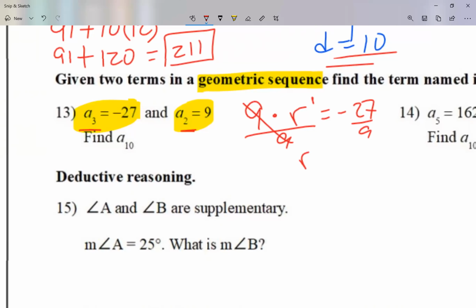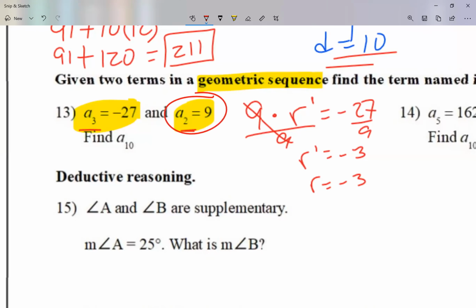So r to the 1 is equal to negative 3. So that means that r is my negative 3. So negative 3 is a number that I keep on multiplying. That's my rate. Okay. I need to figure out the 10th number on the list. It doesn't matter which one I start with, the second number or the third number. Let me start from the second number and use my rate to figure out my 10th number on the list.